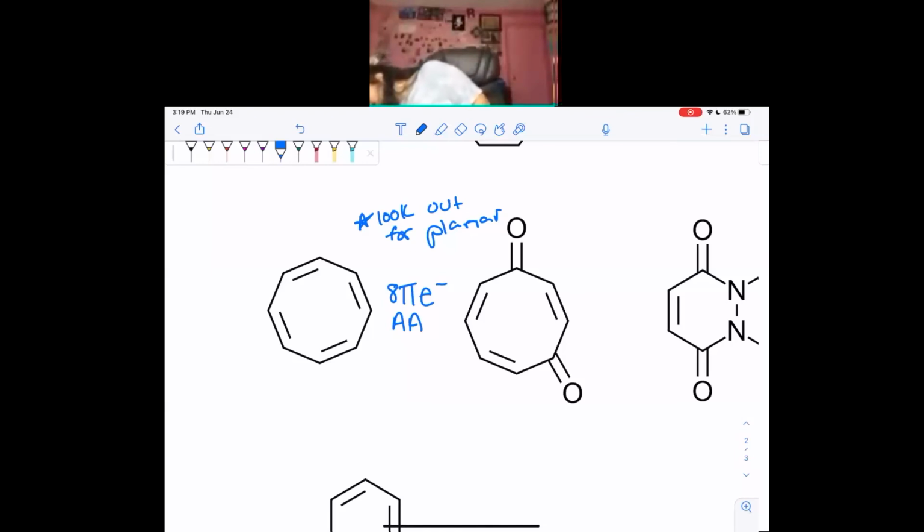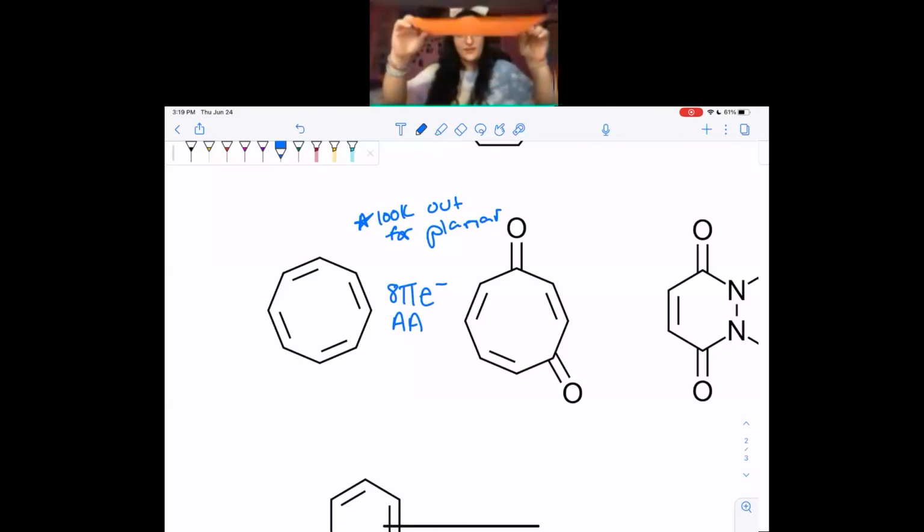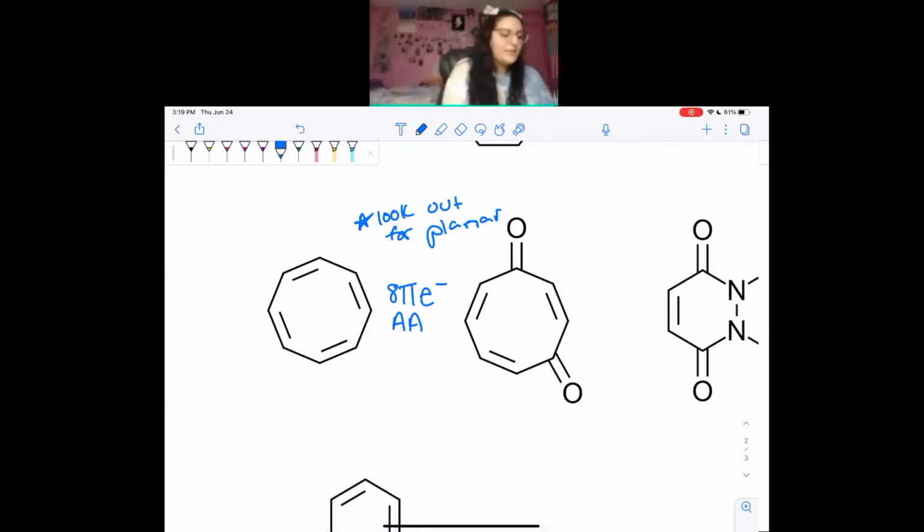So let me get a handy dandy piece of paper. So this is the ring. It's flat like this. And usually it likes to be flat because sp2 is stable. But this ring is so big that it wants to bend because the ring strain is so much for it. It's so tired. It's so strained. It works so hard. So what it wants to do is bend like this out of the plane. And we can even make it more realistic. It can bend in 2 directions.